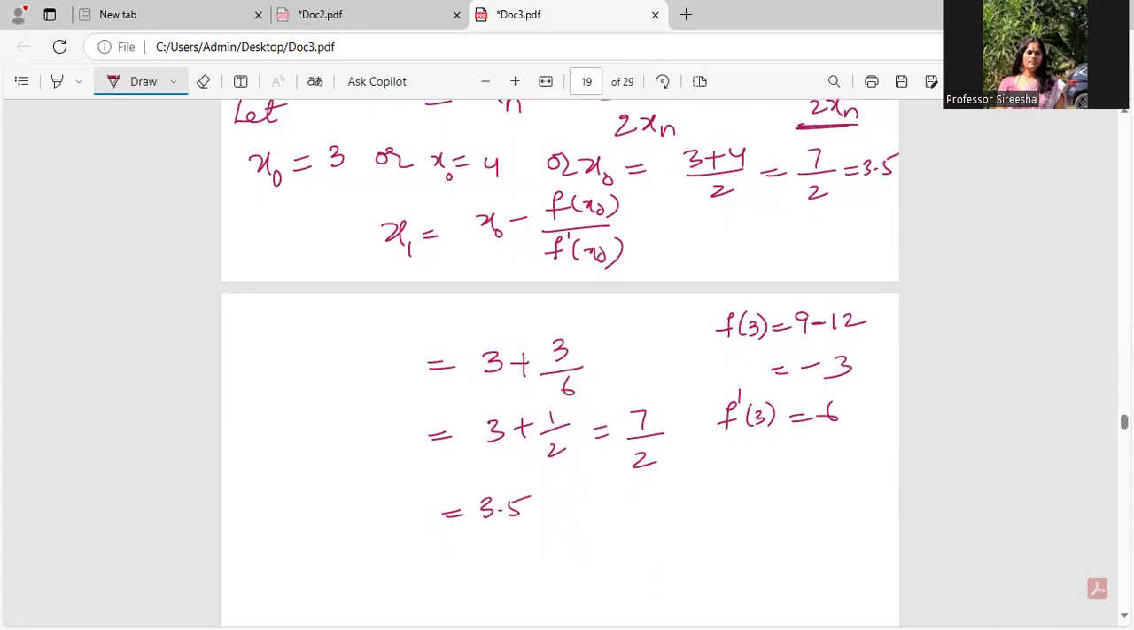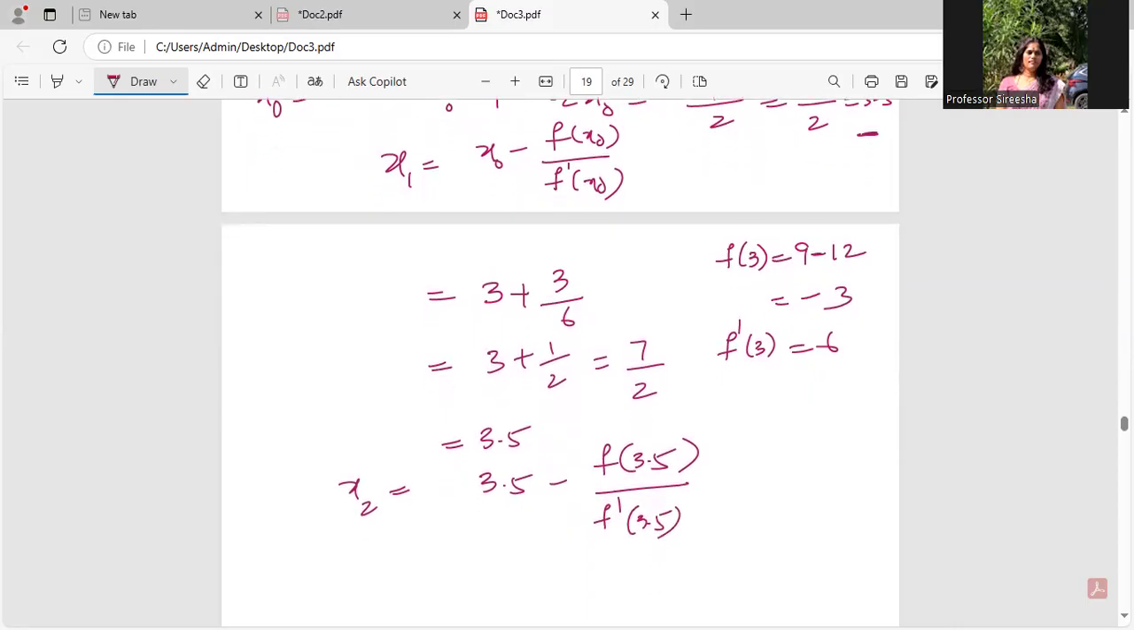I could have started as well with 3.5. For x2, what I will do is take 3.5 minus f of 3.5 by f prime of 3.5. Use your calculators, find the answer and get the value for the root. That's how you will do it.